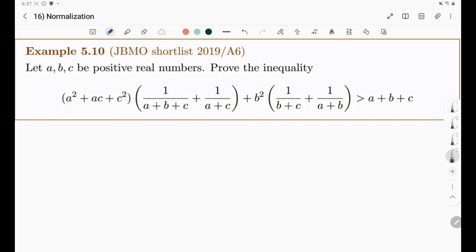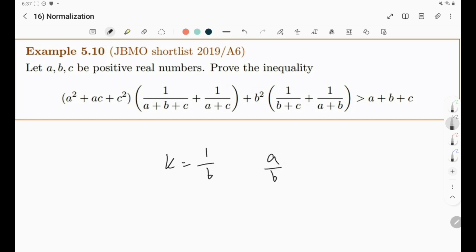The only problem is B. B is ruining everything here. So basically our plan here is simple. We want to get rid of this ugly B that's ruining everything for us. How can we get rid of it? Well, remember, this thing is homogeneous. So we can normalize. We can replace A, B, C with KA, KB, KC. So how can we choose K in order to get rid of the B? Very easy. Just choose K to be 1 over B.